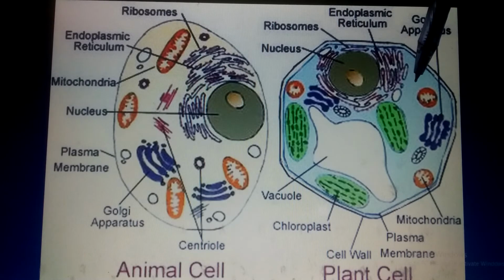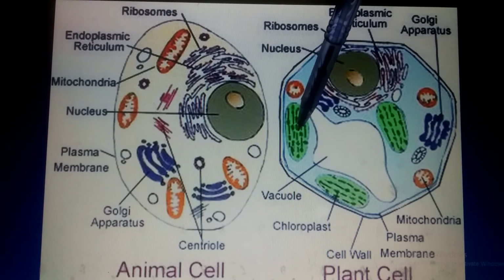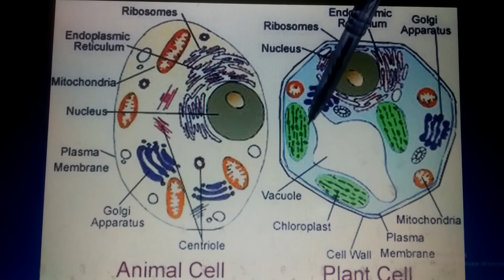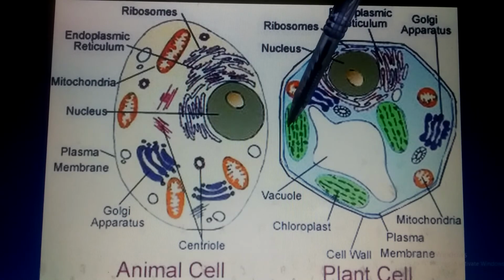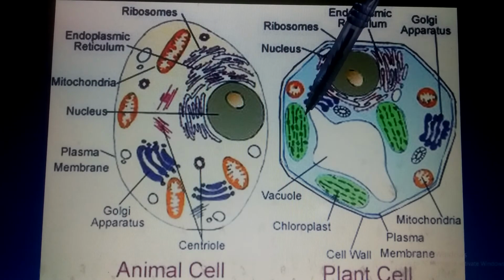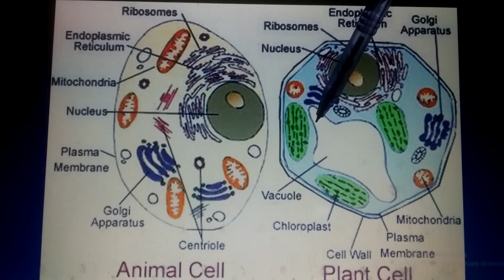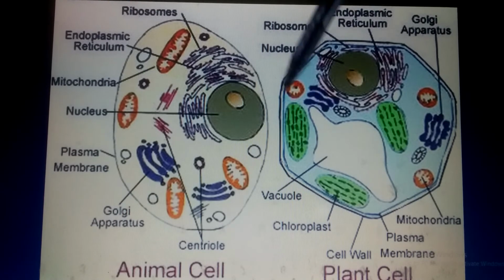Number two difference, you can see the green chloroplast present in the plant cell but absent in the animal cell. Note down all these differences. First difference, presence of the cell wall in the plant cell, absence in the animal cell. Second difference, presence of chloroplast in the plant cell, because plants do photosynthesis and animal cells do not. Chloroplast gives the plant its green color and does photosynthesis.